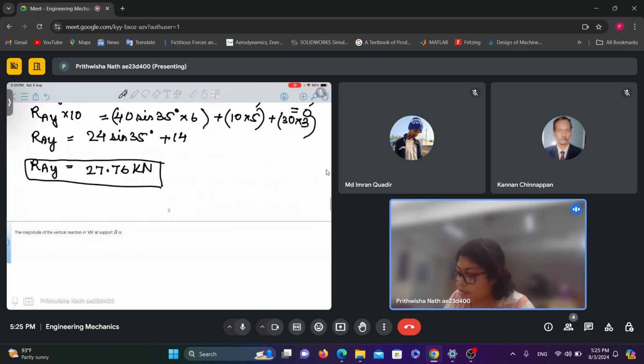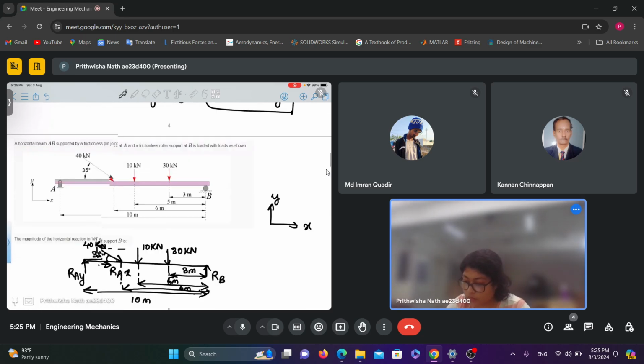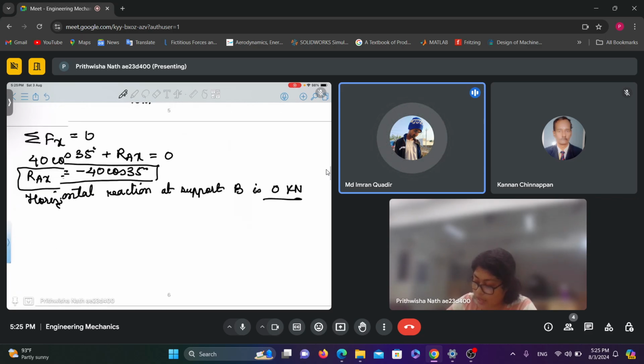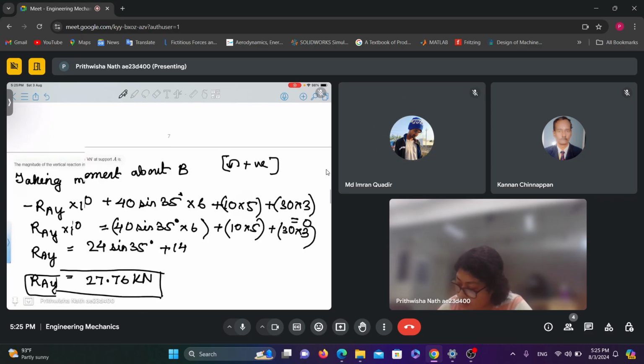Now they have asked the magnitude of the vertical reaction in kilonewton at support B. So we need to find out the reaction force at this support, right? RAB, ma'am. This force. Yes, ma'am. RB, sorry. Yes.